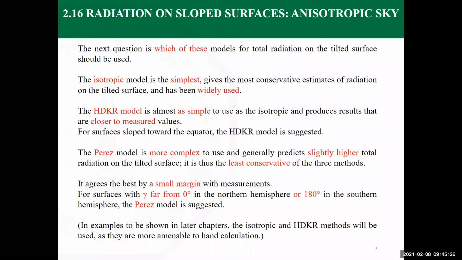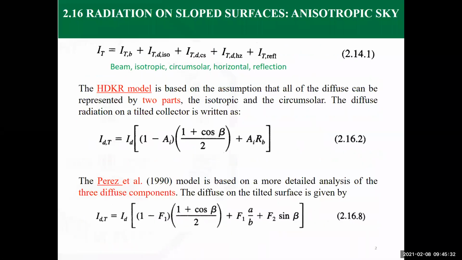Accordingly, that's something that you may keep in mind when you are considering these three different models: the isotropic model, the HDKR model, and the Perez model. All of them are representing the values of the tilted radiation, and they are different only in the evaluation of the diffuse component of the radiation. I'm going to stop here, and then we'll continue next time.